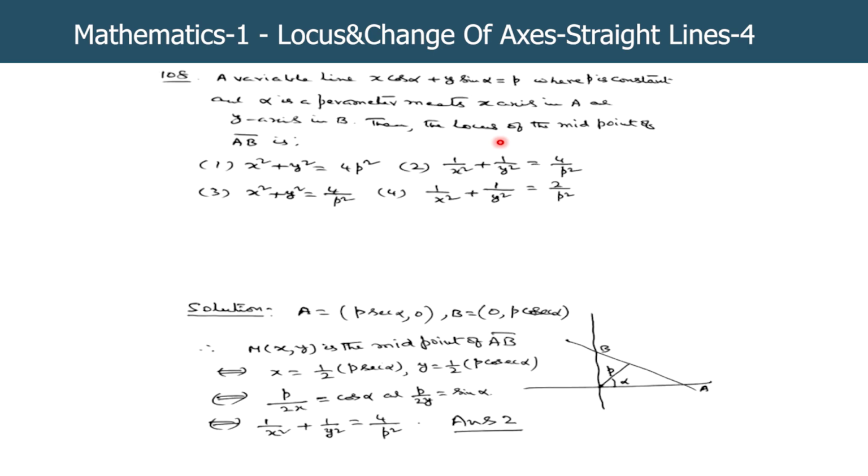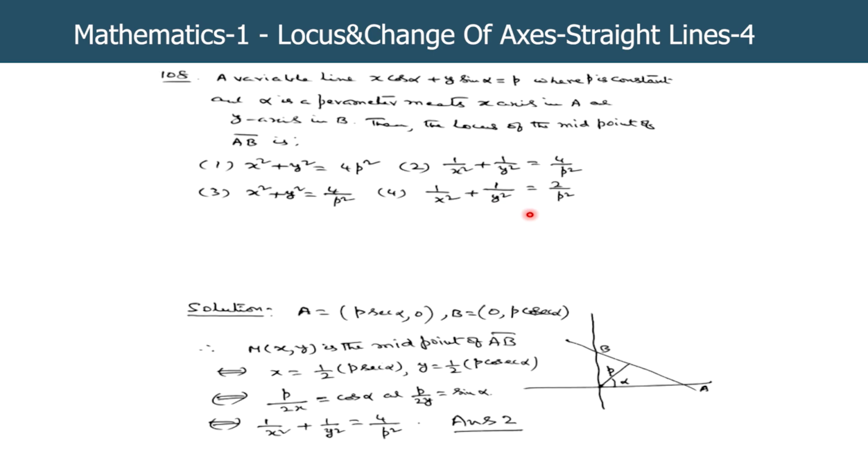108. A variable line x cos alpha plus y sin alpha is equal to p, where p is constant and alpha is a parameter, meets the x-axis in A and the y-axis in B. Then the locus of the midpoint of AB is: 1) x square plus y square is 4p square; 2) 1 by x square plus 1 by y square is 4 by p square; 3) x square plus y square is equal to 4 by p square; and 4) 1 by x square plus 1 by y square is equal to 2 by p square.